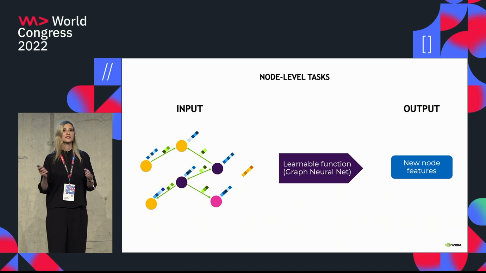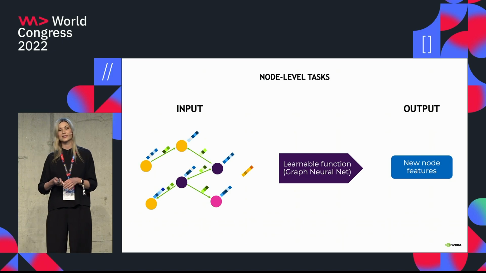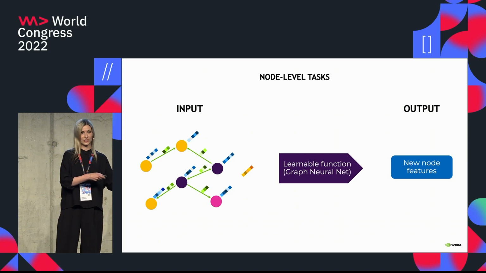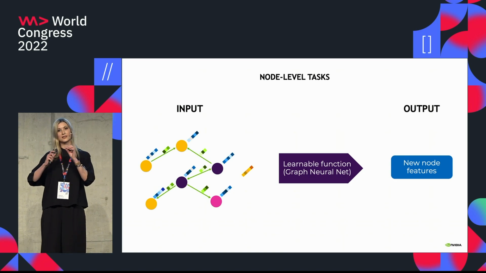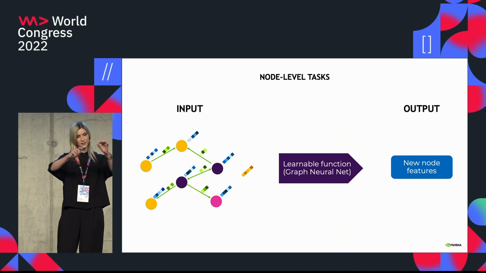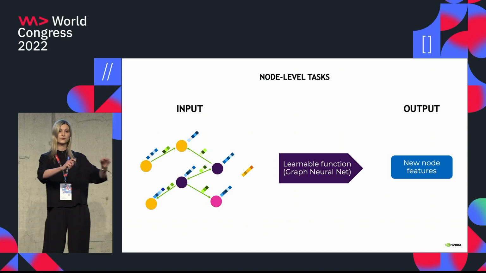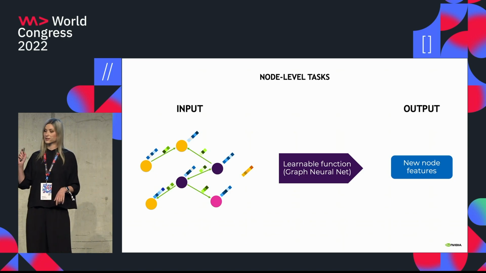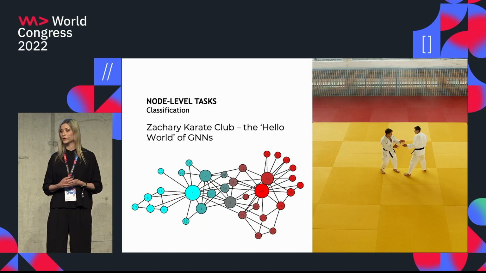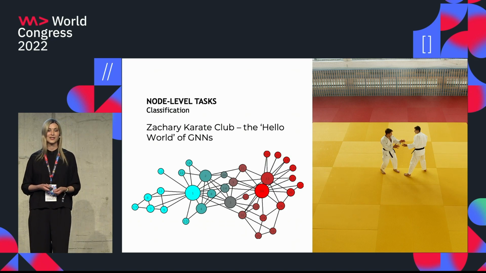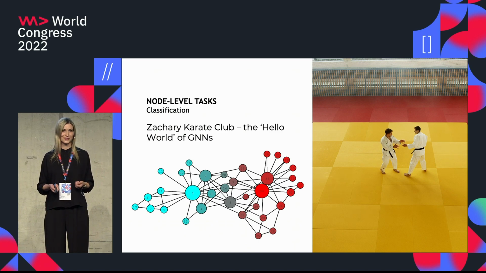So node level learning in graph neural networks can be compared to image segmentation. In image segmentation, our task is to predict distinctive values of each pixel in the image. When applied to graph, we do the same, but for each individual node in the graph. So a good example of node level classification is the problem called Zachary Karate Club. And this problem is considered to be the hello world of graph neural networks.